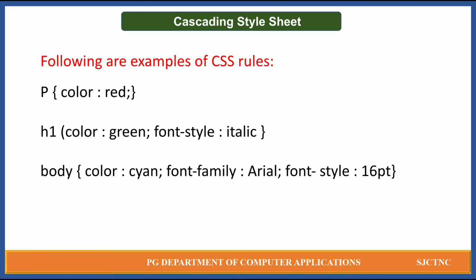Then H1 tag, color green, font style equal to italic. Then body tag, in body tag again we are having a color equal to cyan, font family Arial, font size equal to 16 points. So in the body section, all the fonts will be given a cyan color. Then font family is Arial. Font size is 16 point.